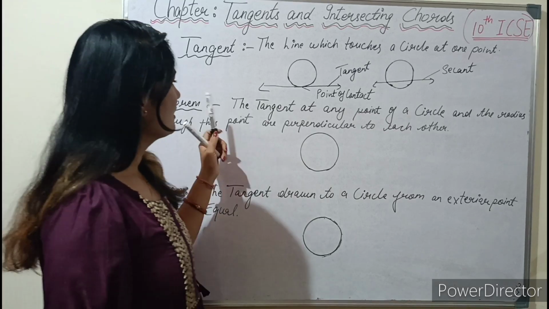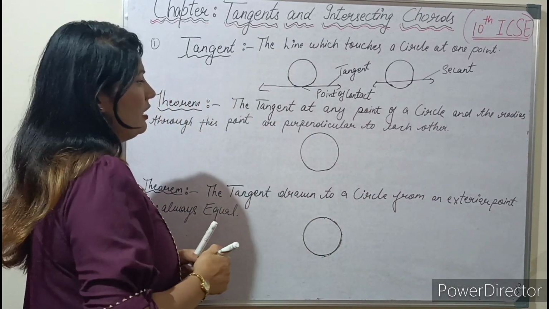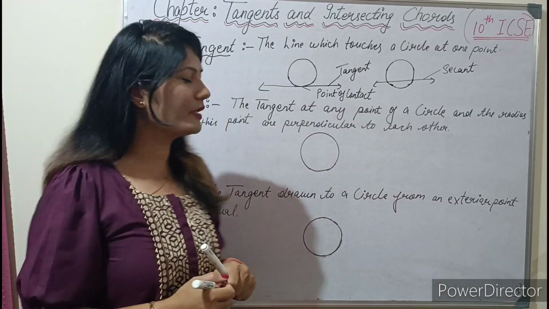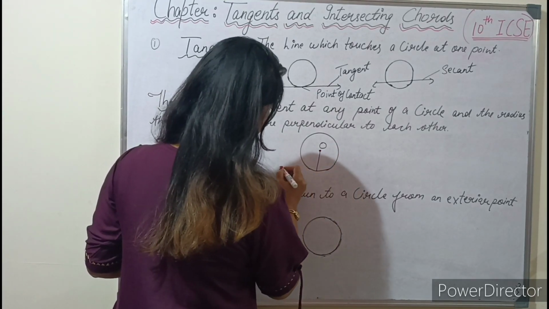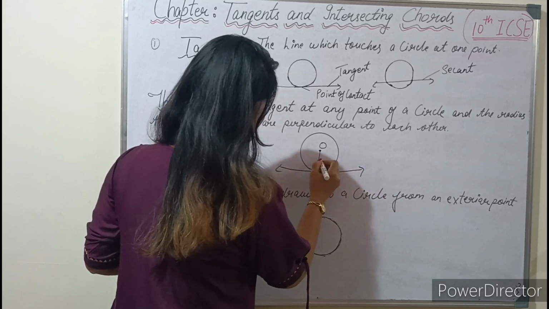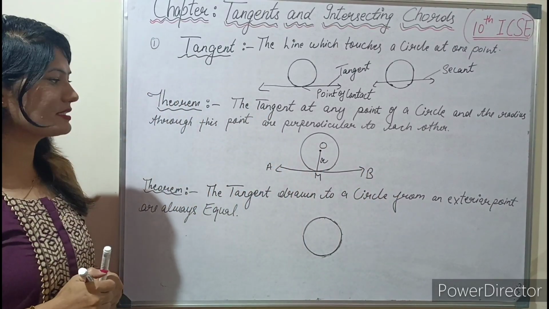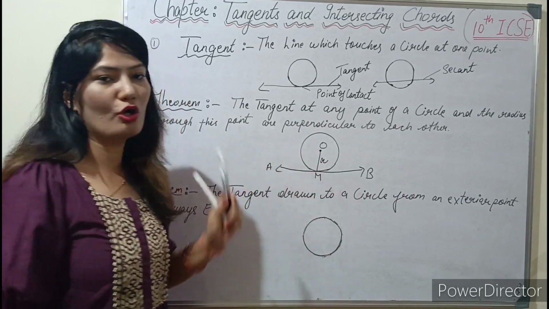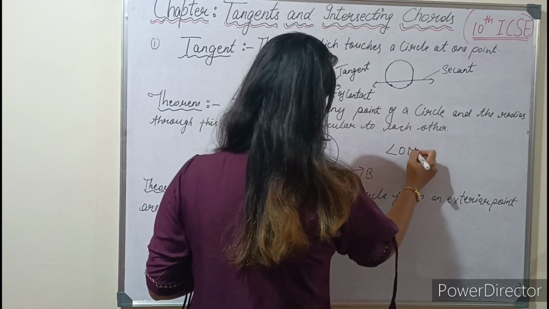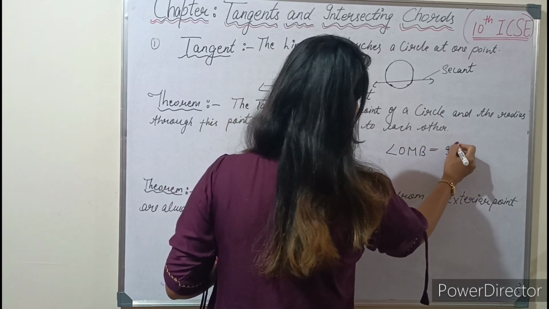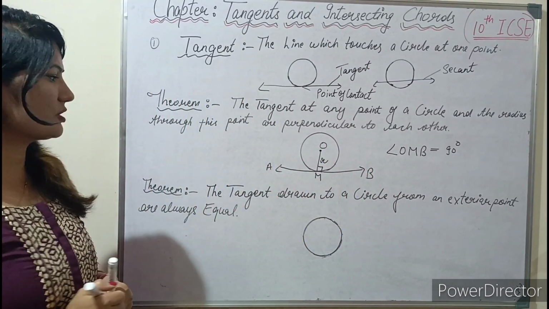The first theorem is the tangent at any point of a circle and the radius through this point are perpendicular to each other. It simply means that if I draw a radius here and a tangent, so this is the radius and AB is the tangent. This theorem states that the radius and the tangent are always perpendicular to each other. So here I can write that angle OMB is equal to 90 degrees, because radius and tangent are always perpendicular to each other.